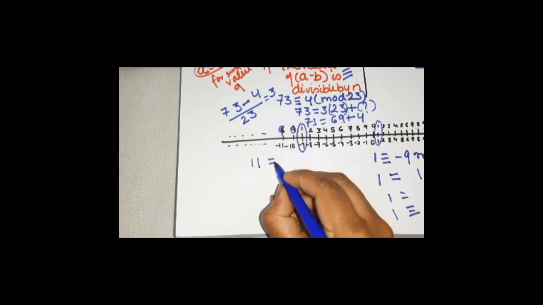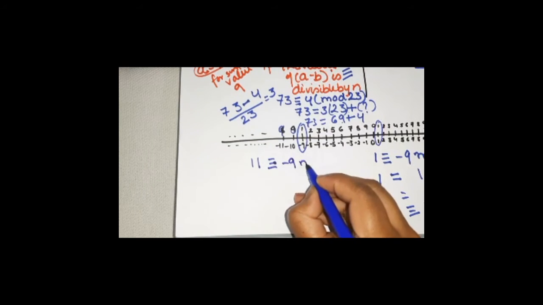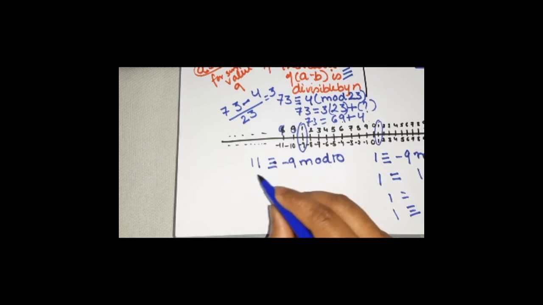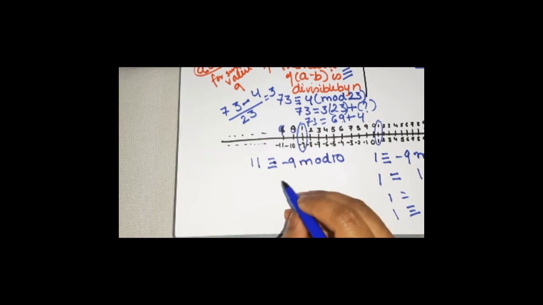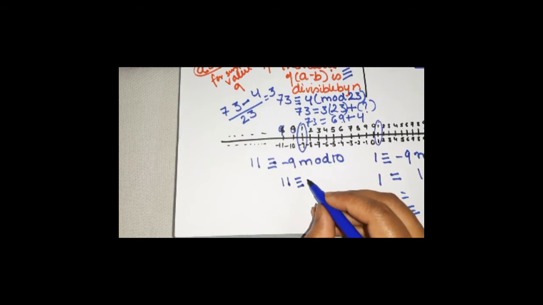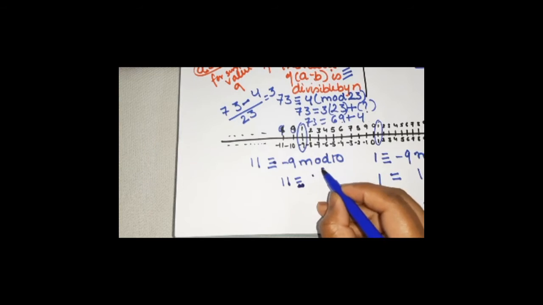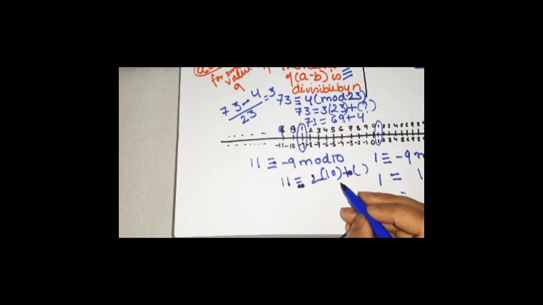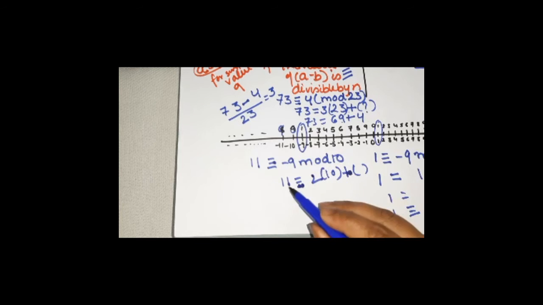Is 11 congruent to minus 9 mod 10? How will we check? We will again write this in the form of A is equal to Qn plus B, which is 11 equal to 10. You have to multiply this with some number and then add some number. So what do you multiply to 10 to get just the bigger value than 11? That is 2. 2 will give me 20, and 1 will give me 10, which is a smaller number.